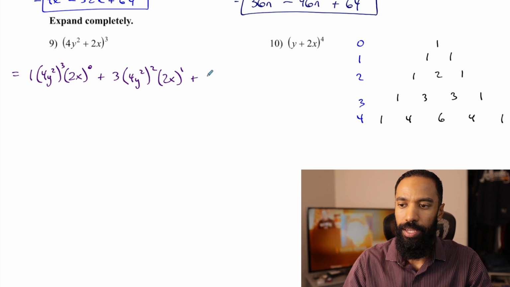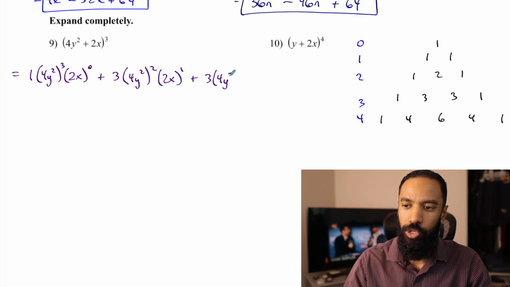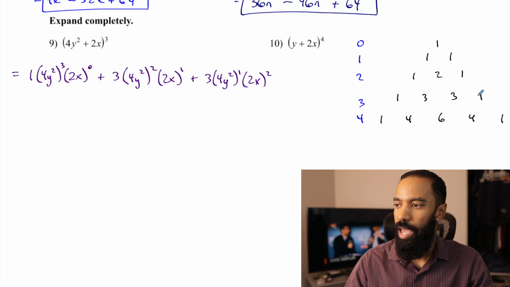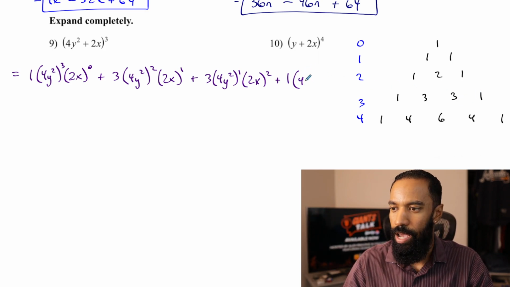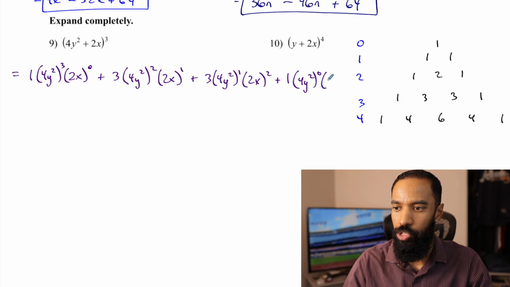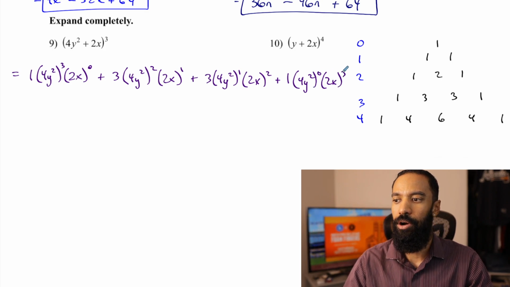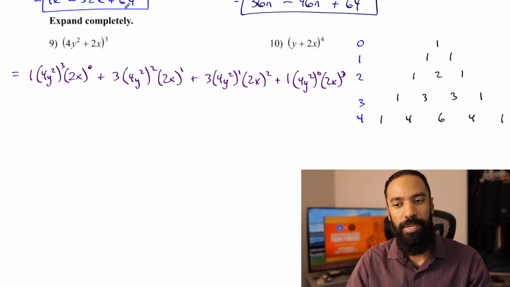Plus, next 3 times 4y squared gets raised to the first power. And 2x gets squared. And then plus 1 times 4y squared gets to the 0 power. And 2x gets cubed.